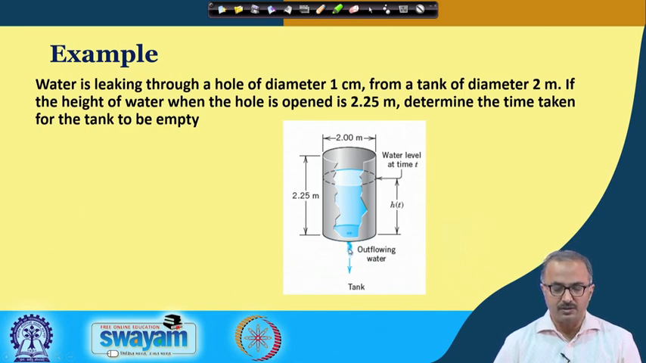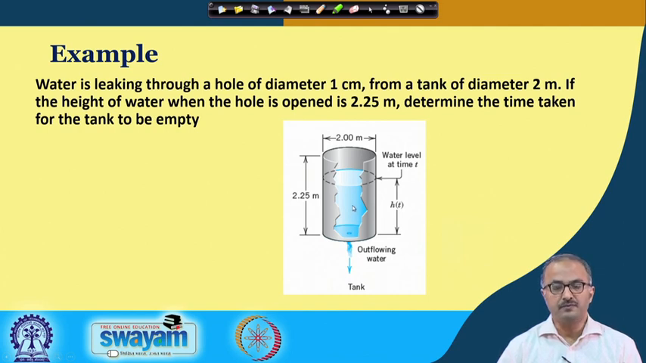Here the water is coming out from a hole at the bottom of the tank which has a diameter of 1 centimeter, and the tank diameter is given as 2 meters. That means this diameter is 2 meters, and initially the water level in the tank is 2.25 meter when this particular hole was just opened. So initially it was 2.25 meter, and we have to determine the time it takes for the tank to get completely empty. Let us see how we do that.